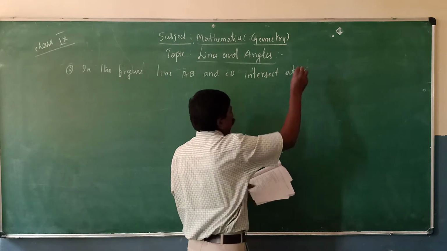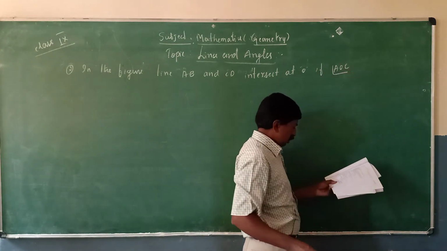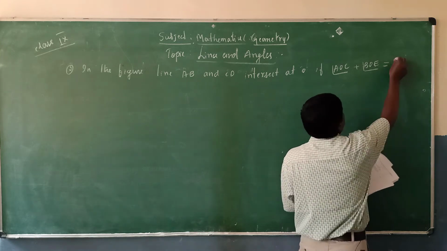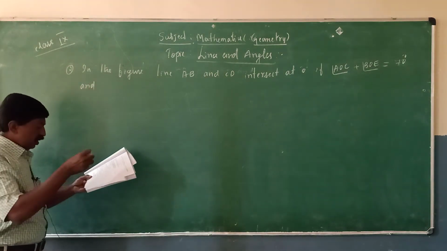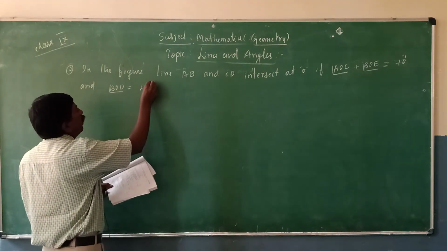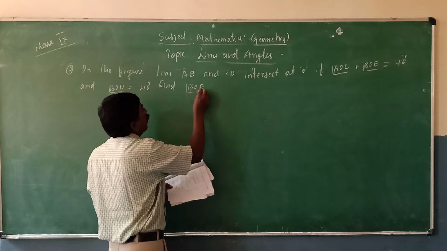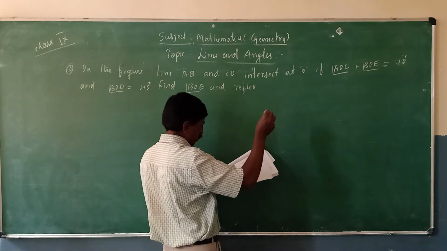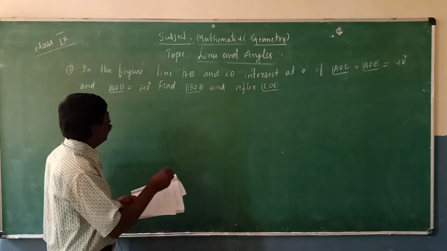Intersect at O. If angle AOC plus angle BOE is equal to 70 degrees, the sum of these two angles is 70 degrees, and BOD is equal to 40 degrees, find BOE and reflex COE angle.